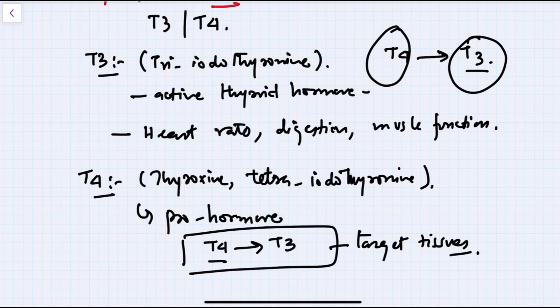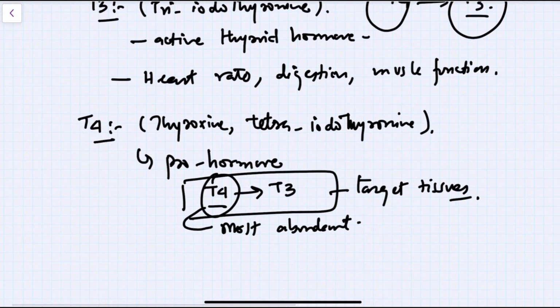And T4 is the most abundant thyroid hormone as well. It's the most abundant one. And it has lots of metabolic effects. It exerts its metabolic effects in the target tissues.